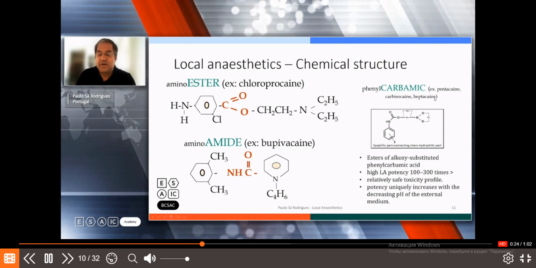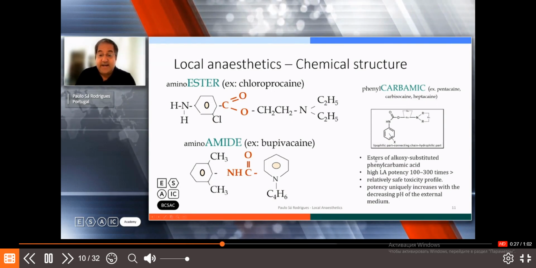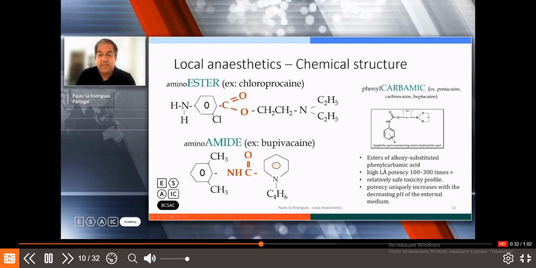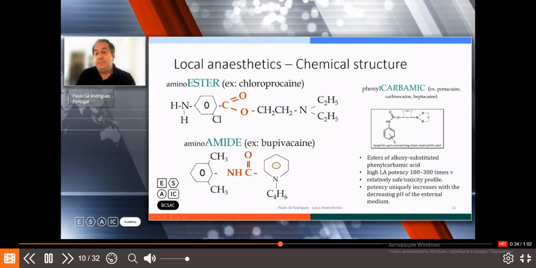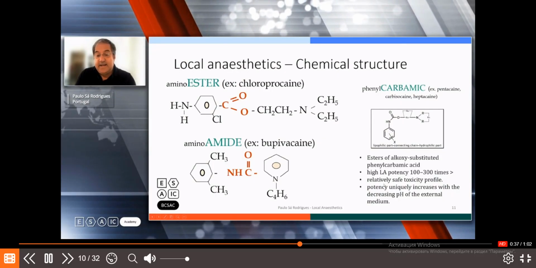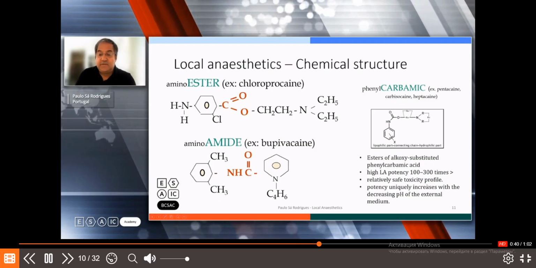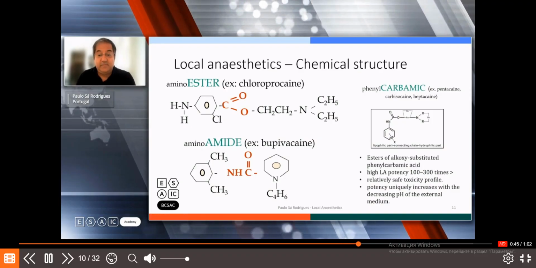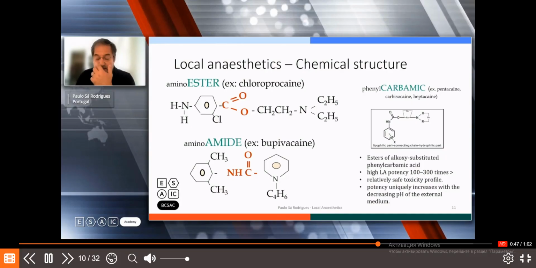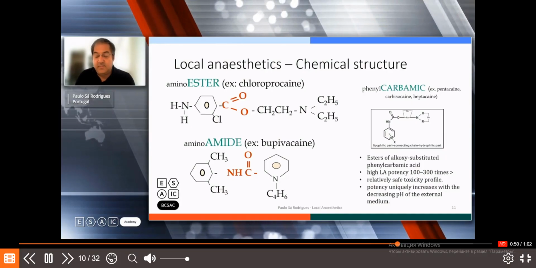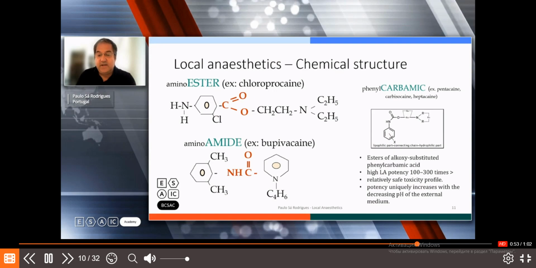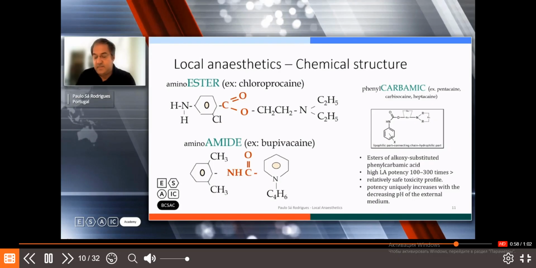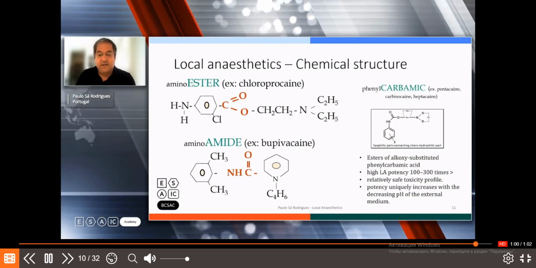These are some drugs coming from that group, which are esters with a substitutional alkoxy of the phenylcarbamic acid and have very high local anesthetic potency. Despite their relatively safe toxicity profile, they have not been introduced in clinical practice, but they are being subject of important chemical research because their potency uniquely increases with decreasing pH of the external medium, which may be important in some clinical situations.